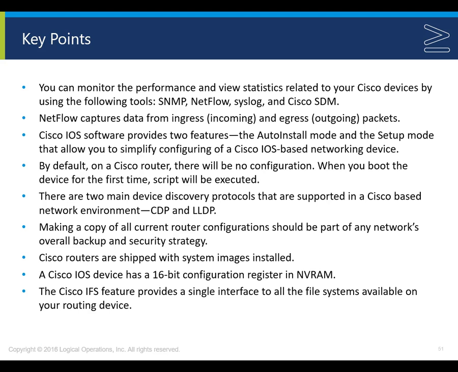NetFlow captures the ingress and the egress. Two features: the AutoInstall and the setup mode. AutoInstall is really good, but it takes considerable pre-configuration in order to make it work. A router with no configuration, the first time, is going to go into the setup script, which we saw. We can get there with the setup command. Do we want to enter that mode? And hopefully after you do the lab, you'll say, no, I don't really need to do that. I know how to go into config t and type hostname. I know how to type interface, whatever the management interface is going to be, and put an IP address on it. I don't need that help.